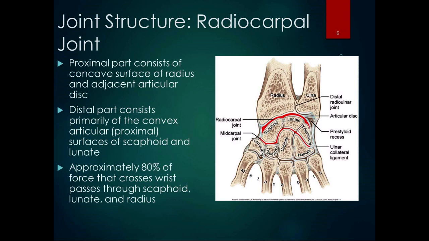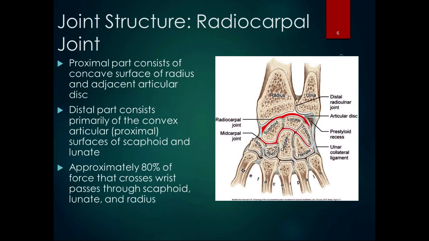So the joint structure of the radiocarpal joint: the proximal part consists of the concave surface of the radius and the adjacent articular disc of the ulna. And the distal part consists of the convex articular proximal surfaces of the scaphoid and lunate, mostly, and a little bit of the triquetrum. Approximately 80% of the forces that cross the wrist pass through the scaphoid, lunate, and radius. So the other 20% are distributed through that articular disc in the triquetrum and the ulna. So lots of forces through those three bones.